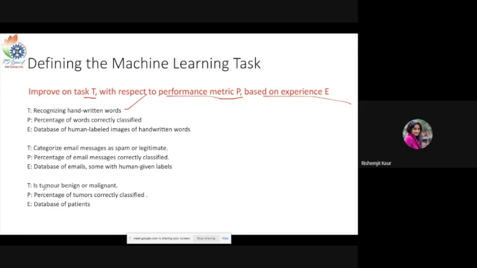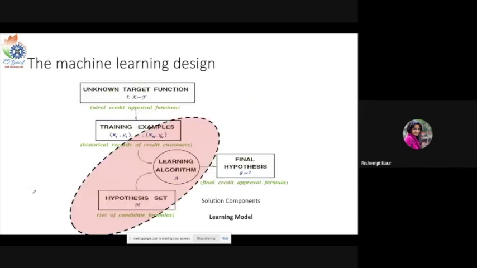Similarly, let's say we have images of some MRI or some other images, and we want to see if the tumor is benign or malignant, right? If some person has cancer or not. So that is the task, and the performance measure will be the percentage of tumors correctly classified, and the experience will be the database of the patients that you previously have.